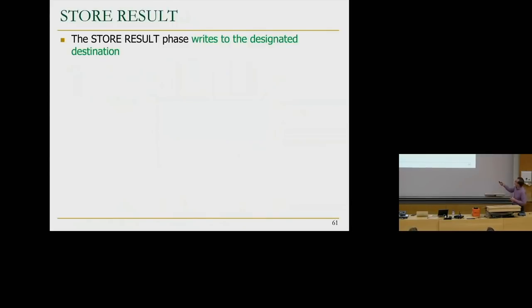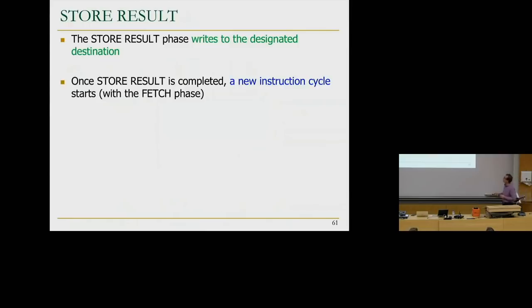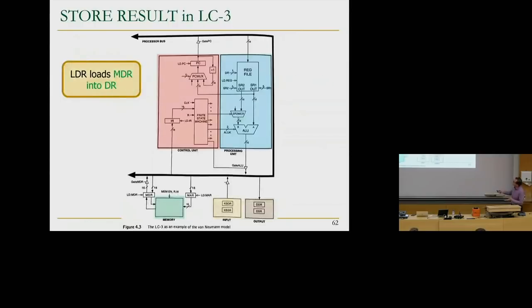Basically, this phase writes to the designated destination. So once this is completed, a new instruction cycle starts with the fetch phase. Let's take a look at this in the case of LDR, for example. You have the data in the memory data register. If you're loading, you basically take that and place it into the destination register in the register file.